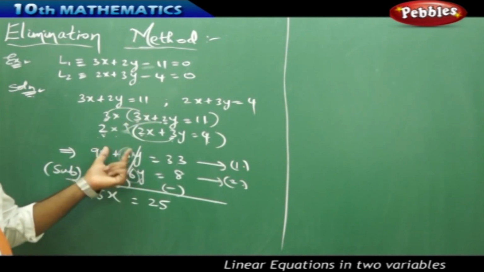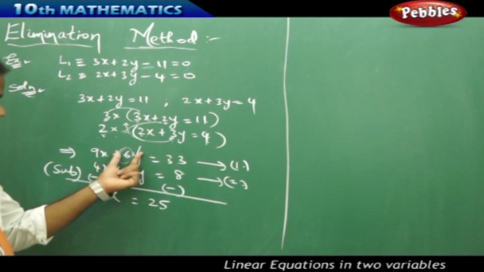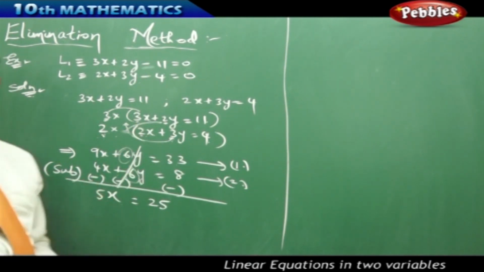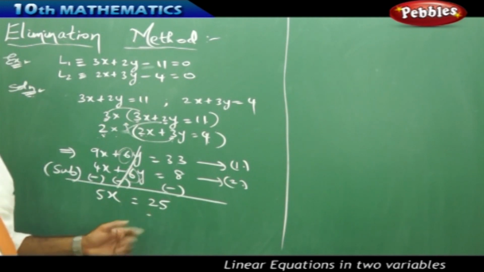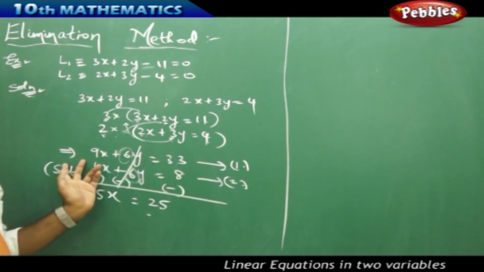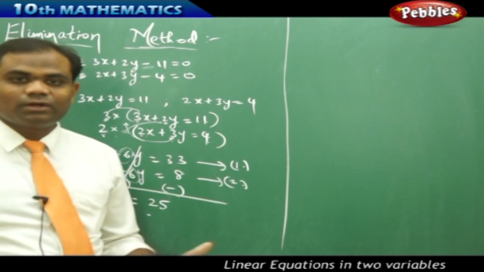The intention of making the coefficients equal is now clearly understood, because once I make the coefficients equal, when I subtract, they get cancelled and I get only one variable. This reduces to a linear equation in one variable x, which is easy to find using the constant method. By taking the constants to the right and variables to the left, it's easy to find the solution for a linear equation in one variable.